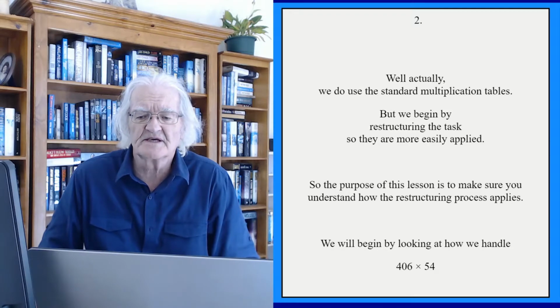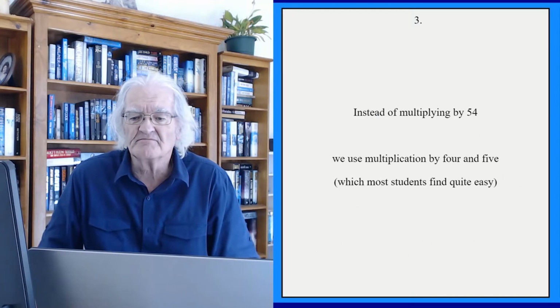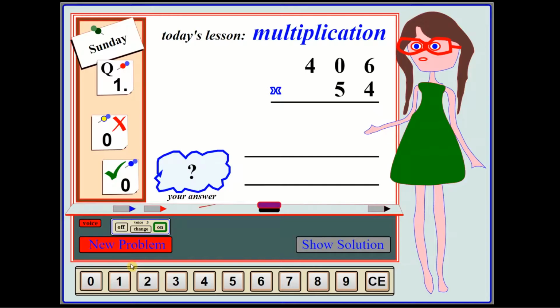So the purpose of this lesson is to make sure you understand how the restructuring process applies. We'll begin by looking at how we handle 406 multiplied by 54. Instead of multiplying by 54, we use multiplication by 4 and 5, which most students find quite easy. So again, we are changing the task to make it easier, and therefore we can do it quite accurately and quickly.